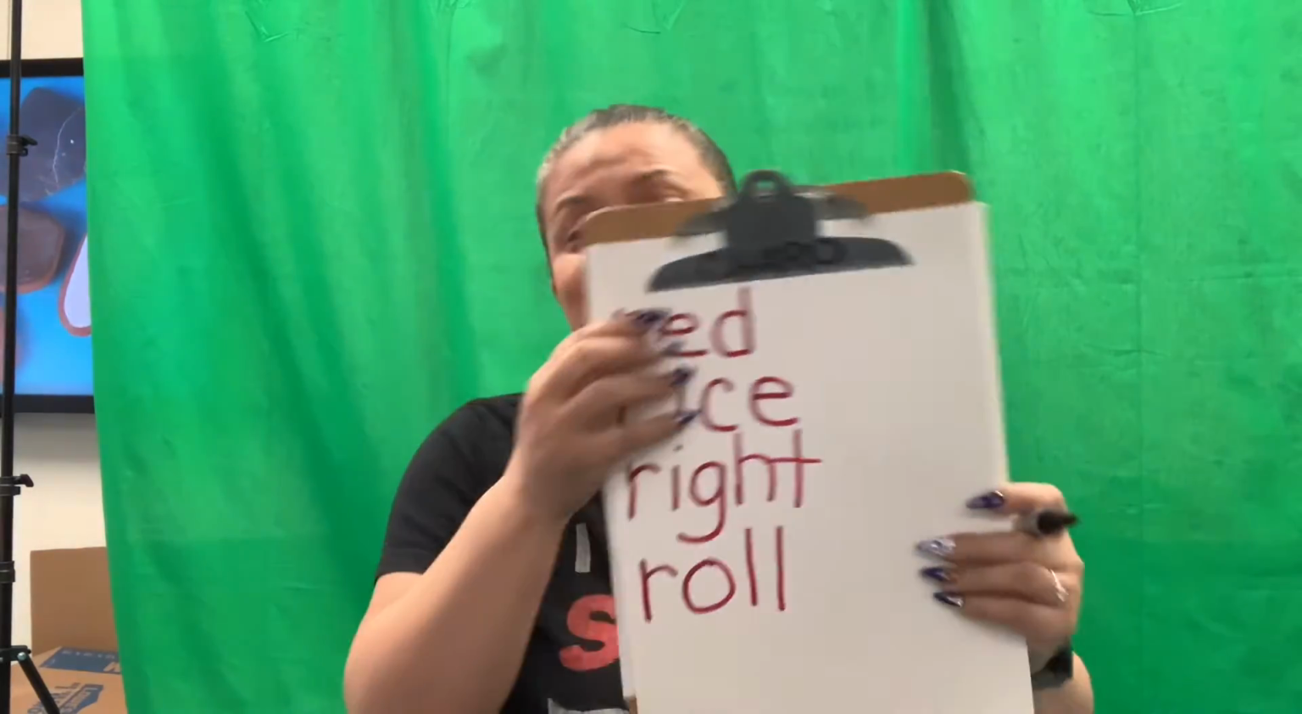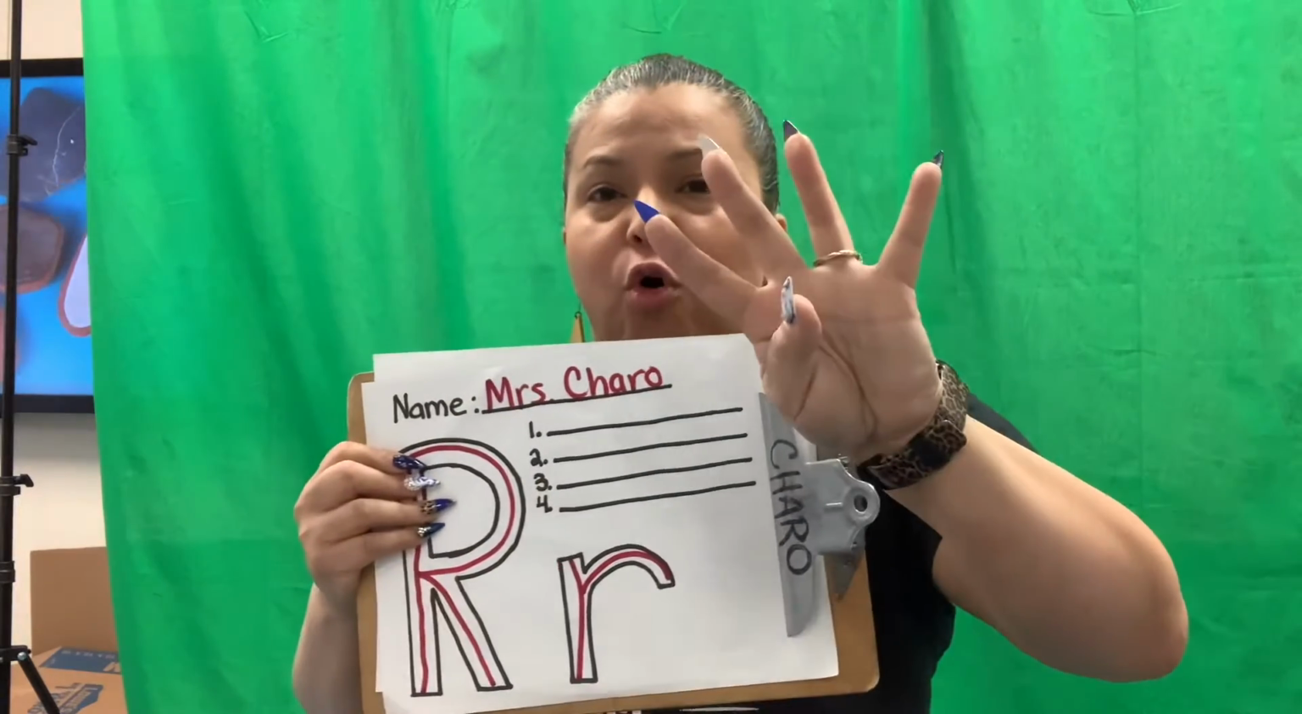I can't remember anymore. I need you to tell me. So I'm going to show you these. Red, rice, right, and roll. There are many more, but I'm not going to tell you because I want you to write your very own R words right here. You're going to have to write 4 R words.